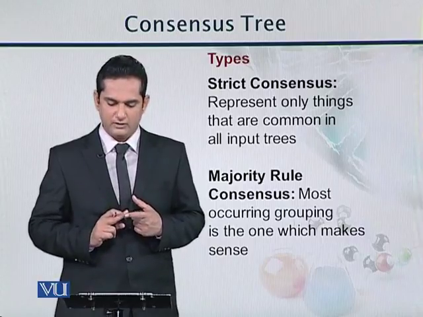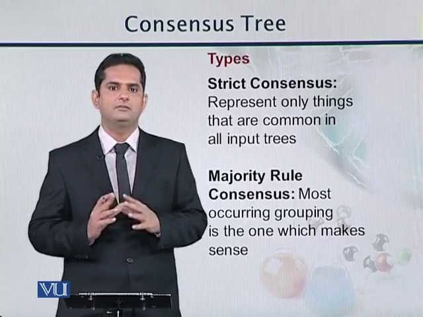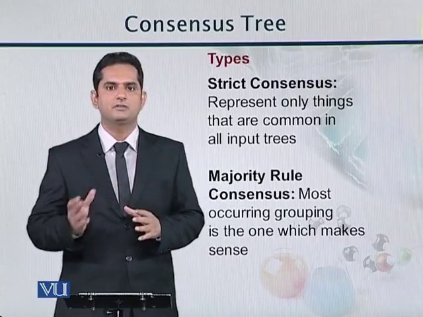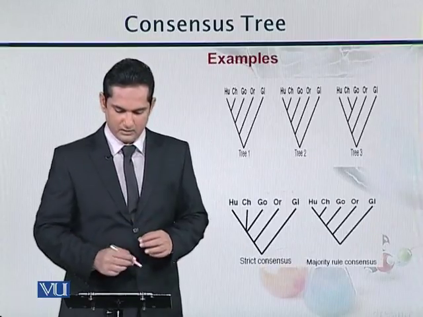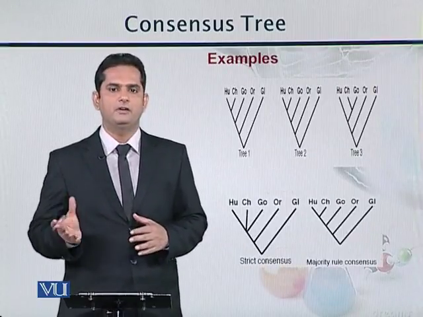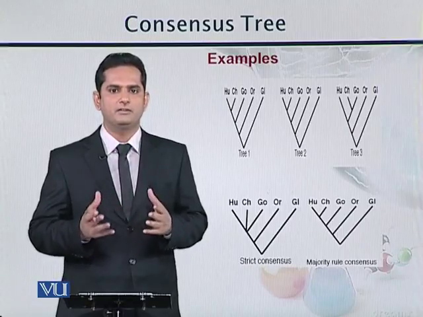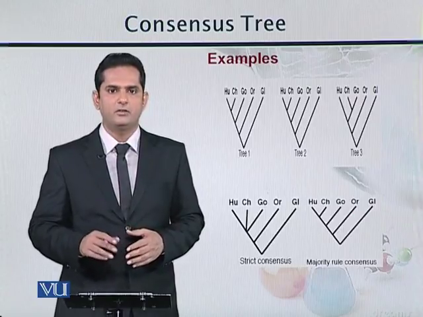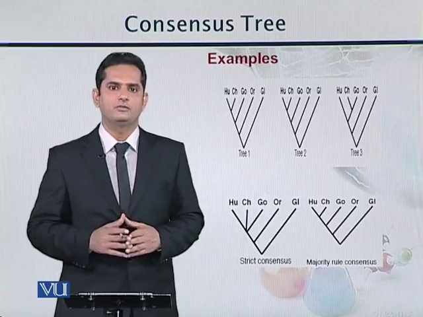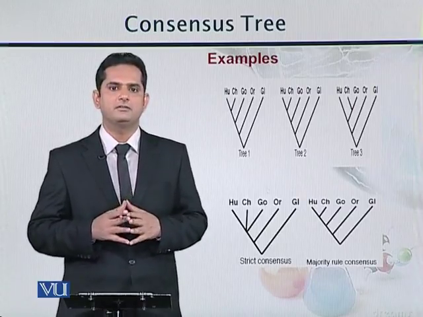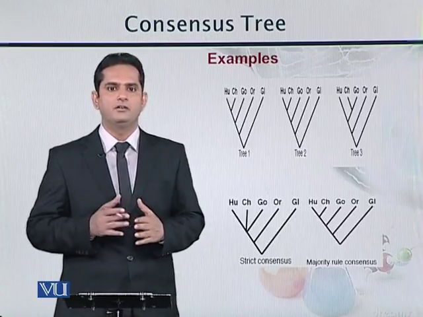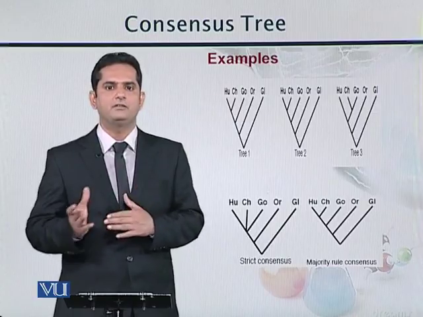In strict consensus, we have trees which represent those things which are common in all trees. In majority rule consensus, on the other hand, we have the most occurring group of data across the three trees. Here I have given an example of the first three trees which are presenting the same data, and then I am showing that information with the help of two trees. Number one is strict consensus on the left hand side, and the right one is majority rule consensus. So we can say that strict consensus is basically the intersection of different information. On the other hand, majority rule is roughly towards a union type of data.